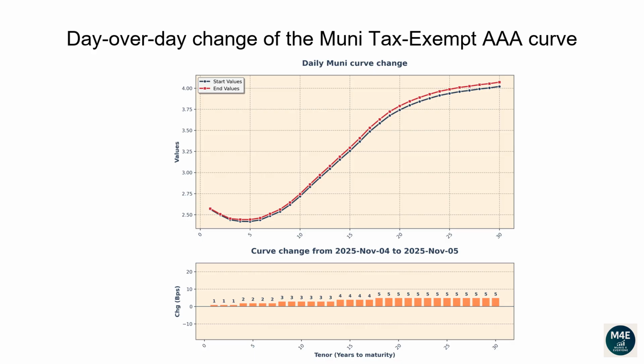The one-year tenor changed 0 basis points. The 2-year tenor changed 0 basis points. The 5-year tenor changed -1 basis points. The 10-year tenor changed -2 basis points. The 20-year tenor changed -2 basis points. The 30-year tenor changed -3 basis points.